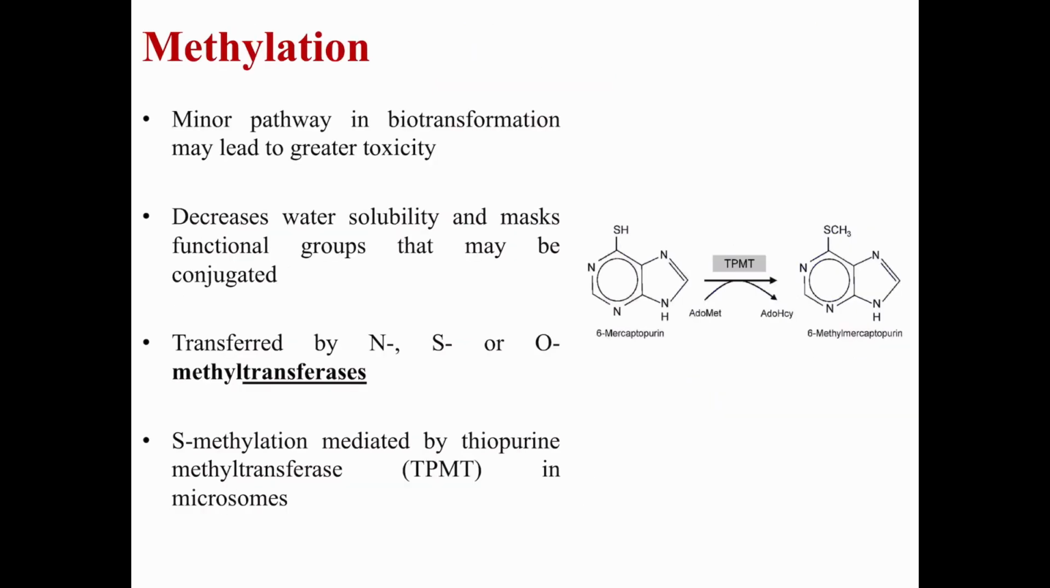Our next pathway is methylation, which is a minor pathway in biotransformation and may even lead in some cases to greater toxicity. It often decreases the water solubility and then masks some functional groups that may be conjugated. Methyl groups are transferred by N, S, and O methyltransferases. An example of such a reaction is depicted in the diagram on the right, where mercaptopurine is methylated on a sulfur group. S-methylation in this particular example is mediated by an enzyme called TPMT, or thiopurine methyltransferase, and it occurs in the microsomes.